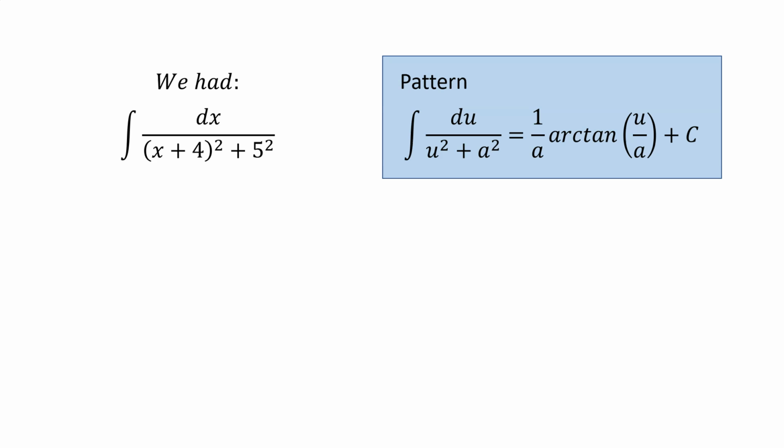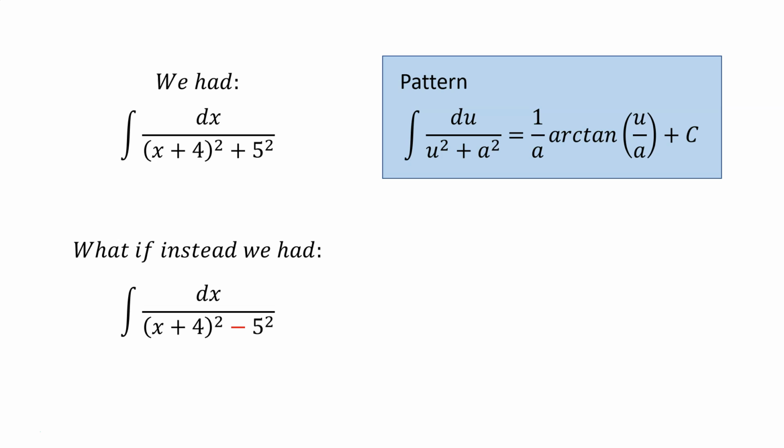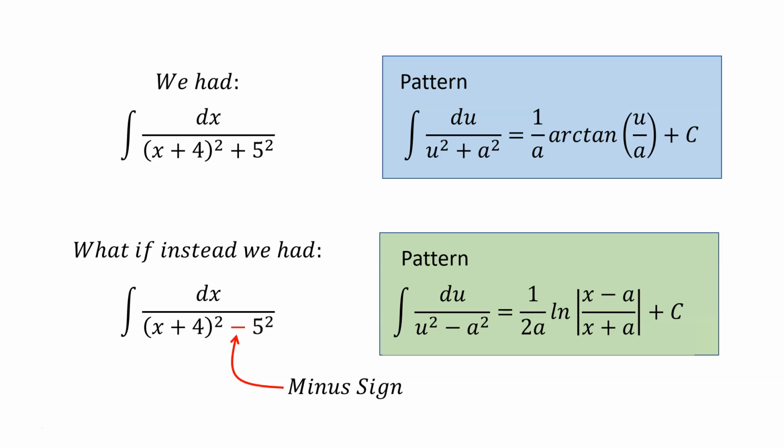We had this integral and used this pattern. But what if instead we had the integral of dx over x plus 4 in parentheses squared minus 5 squared? Take note of the minus sign. It makes a big difference. In that case, you would need to use the following pattern involving the natural log. If you're up for a challenge, can you see how you might have used the original pattern but with an imaginary value for a? See if you can figure it out.